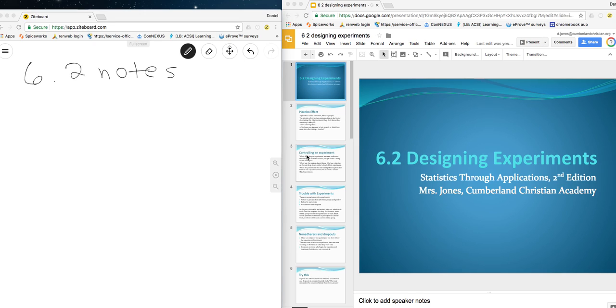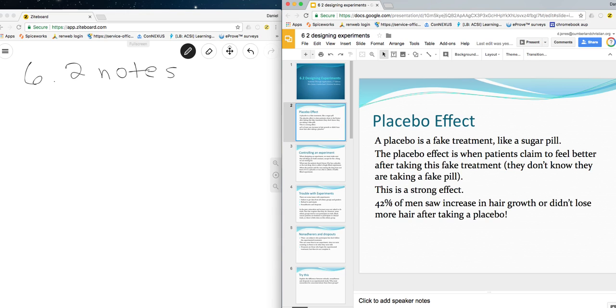Okay, this is 6.2, designing experiments. We have talked about the placebo effect before. Remember that a placebo is just a fake treatment, and the placebo effect is when a patient claims they feel better after taking a fake treatment, even though it doesn't necessarily work.